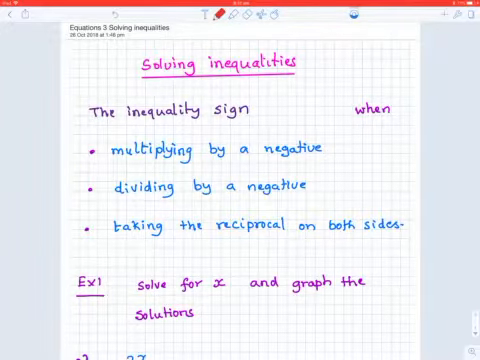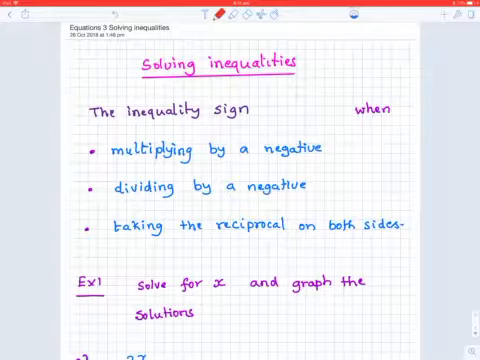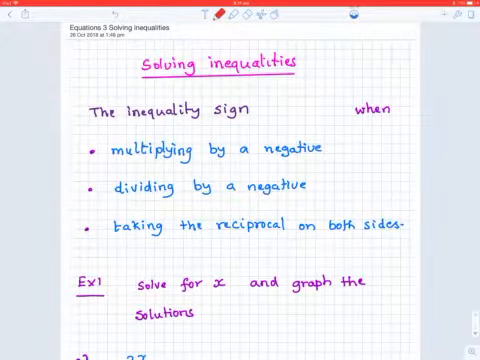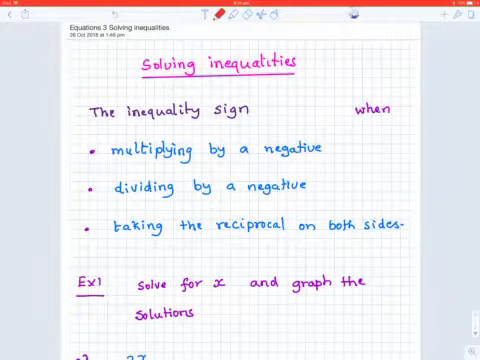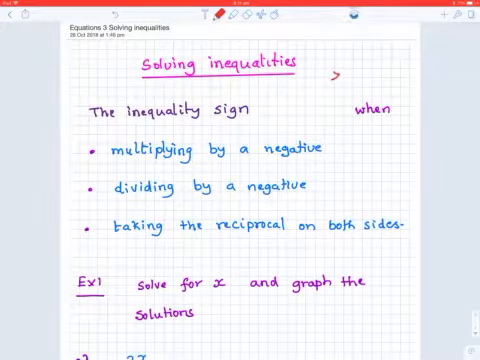Hello and welcome. Today we are going to solve inequalities. See, with inequalities, there are many answers. It's not one particular answer like x equal to 5 or something. Okay, we'll see what to do.